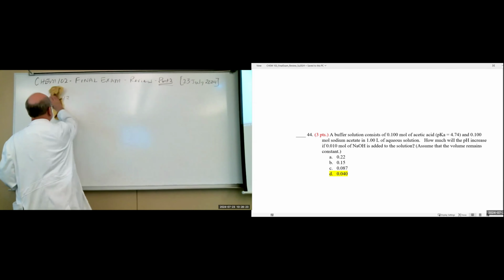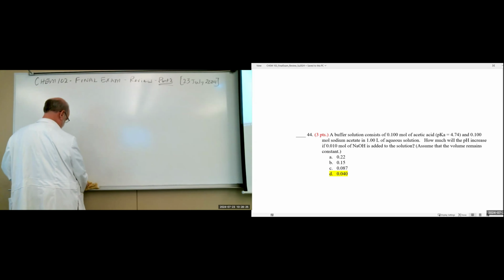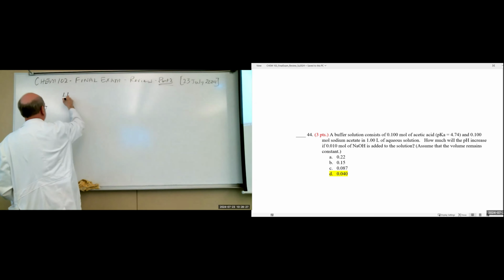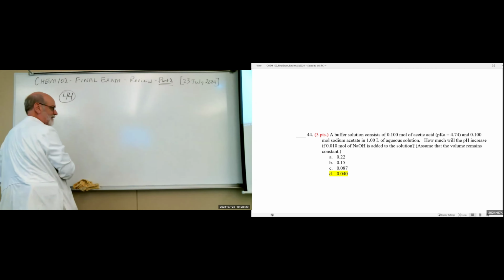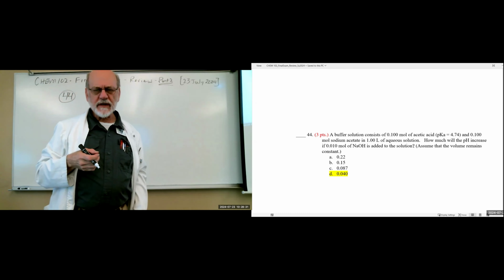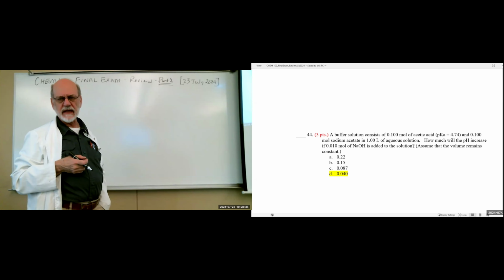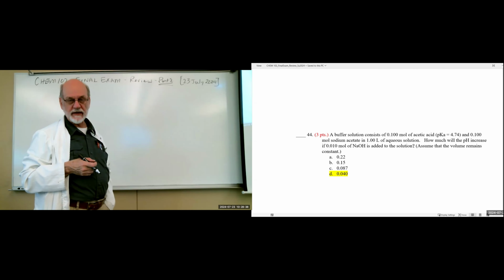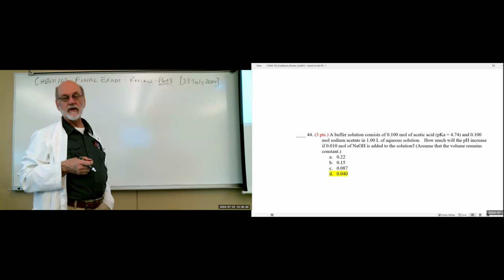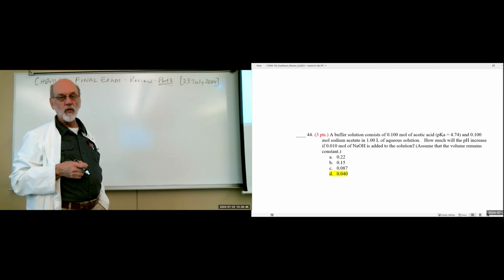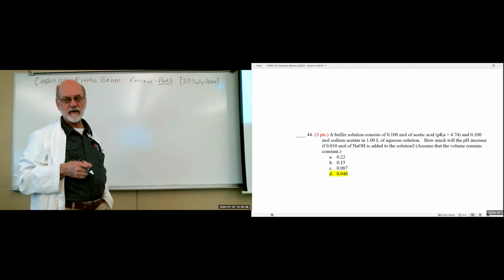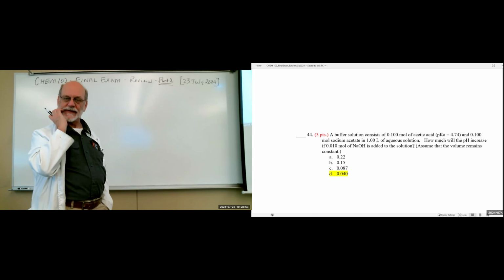Number 44. A buffer solution consists of 0.1 mole of acetic acid, pKa, and 0.1 mole of sodium acetate, in 1 liter of aqueous solution. How much will the pH increase if 0.01 mole of sodium hydroxide is added to the solution? Assume that the volume remains constant.